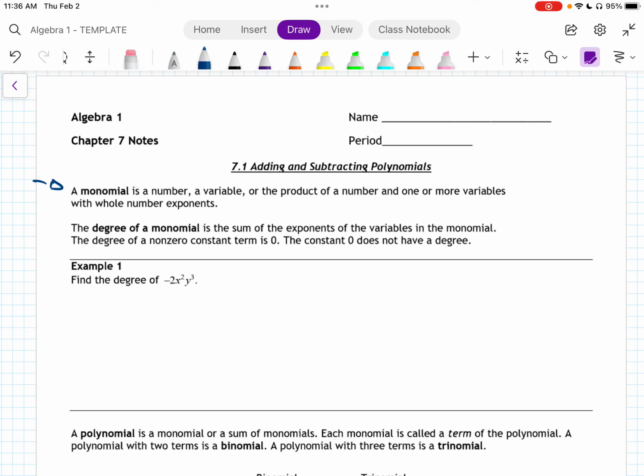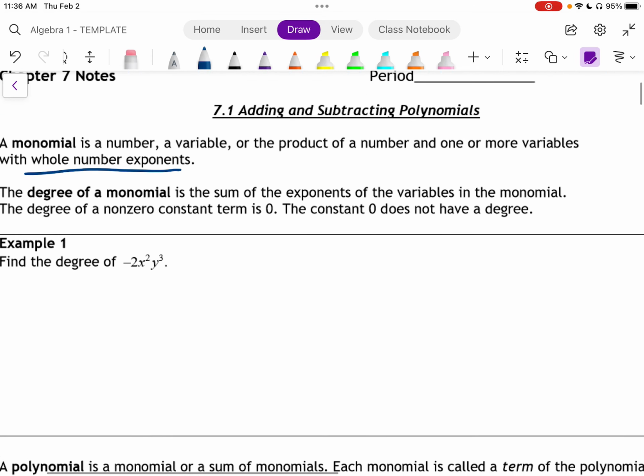Mono meaning one. A monomial is a number, a variable, or the product of a number and one or more variables with whole number exponents. All right, that's kind of a big deal right there, whole number exponents. So some examples of monomials. The number 5, right? The number 5, that is considered a monomial. We could also say 5x. That would also be a monomial, right?